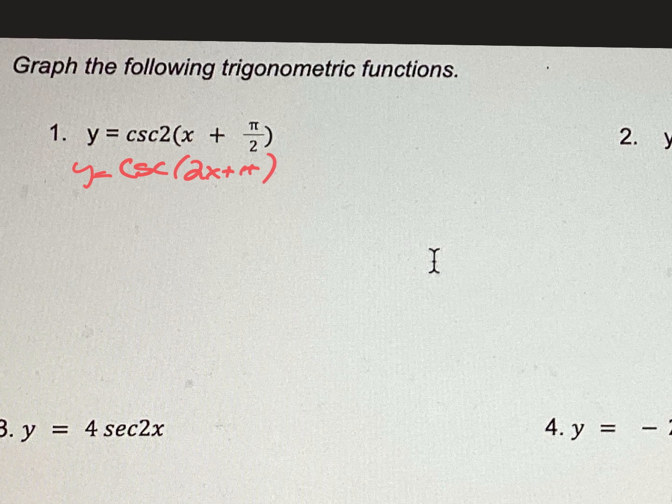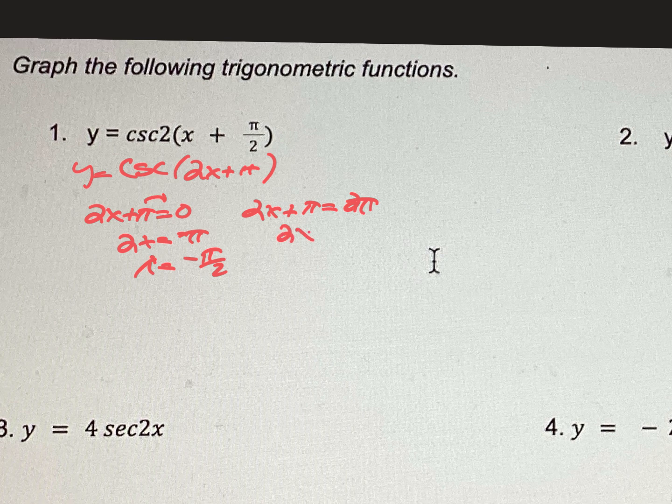I'm getting that. And because it's cosecant, which is reciprocal of sine, remember sine and cosine start at 0, go to 2 pi. So I'm gonna set that parentheses equal to 0 and also set it equal to 2 pi. Move the pi to the other side, divide by 2, which gives me negative pi over 2. Same thing on the other side. Move the pi over, that's 1 pi, divide by 2, I get pi over 2. So that's where my graph's going to start, that's where it's going to stop.